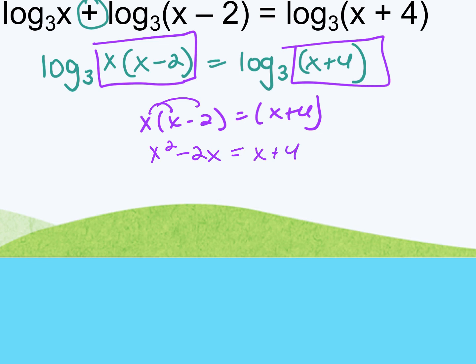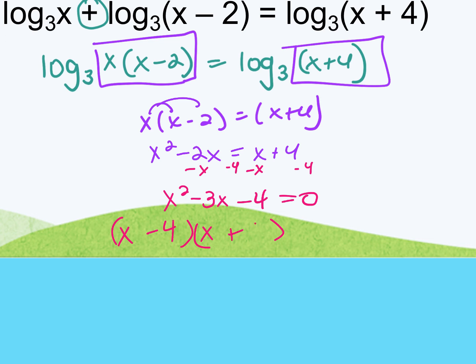Now what do you do when you see an x and an x squared? So from here, would you subtract the x and then subtract 4 and then go where? You're going to factor. As soon as you see an x and an x squared, know to get everything to one side of the equal sign because you're going to have to factor. So what are the factors of -4 that sum to -3? Good. Split and solve, and I get x equals 4 and x equals -1.